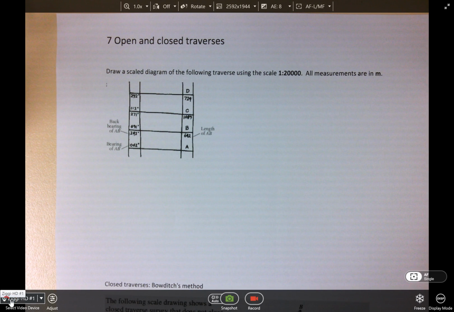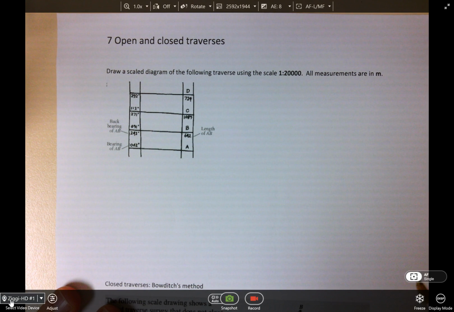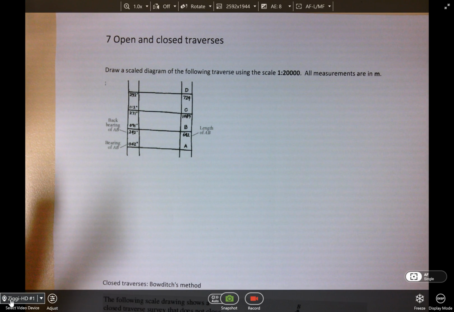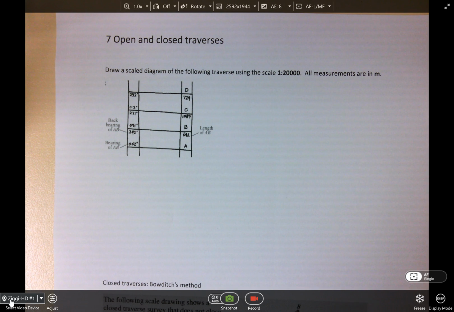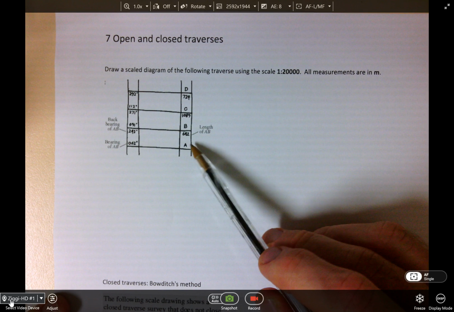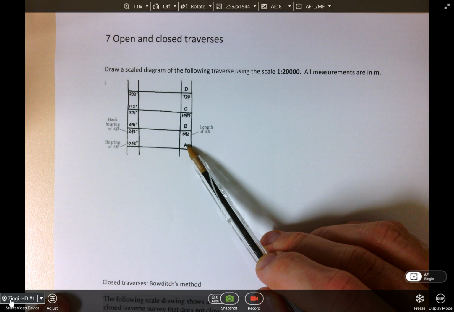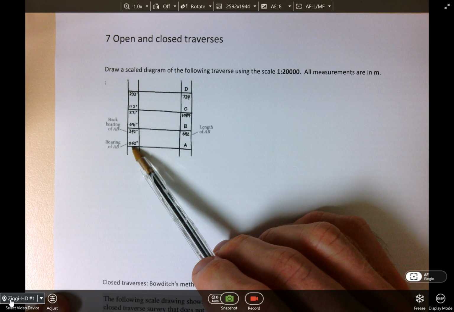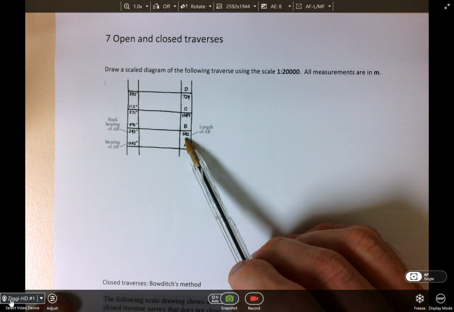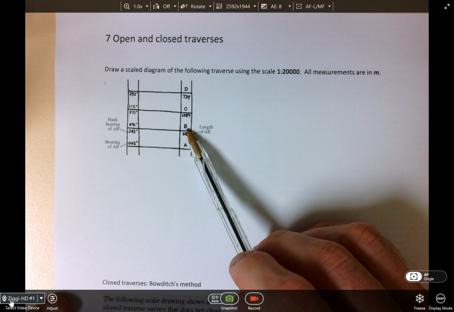So open and closed traverses, and we're given a bit of detail about a traverse. A traverse is basically a walk that someone does, and they record different waypoints along the way. In this walk, someone started at point A, they measured the bearing of A to B, so from A to B is 62 degrees. It was 642 meters for them to get to point B.